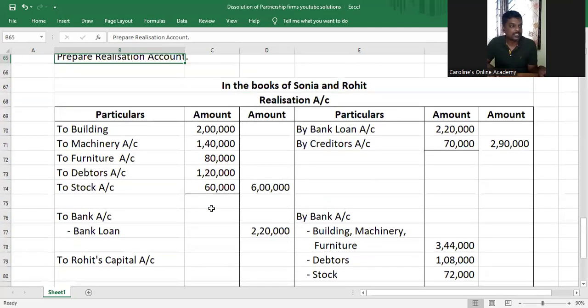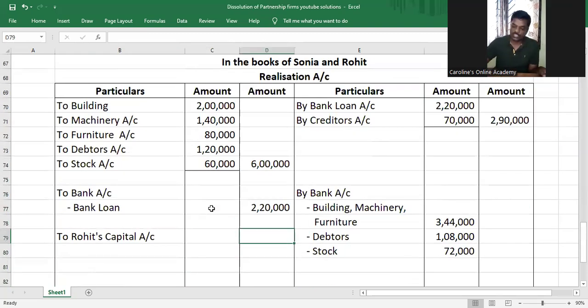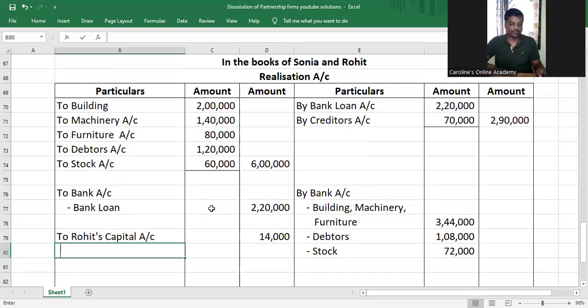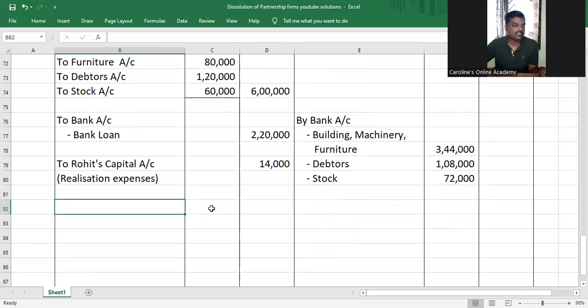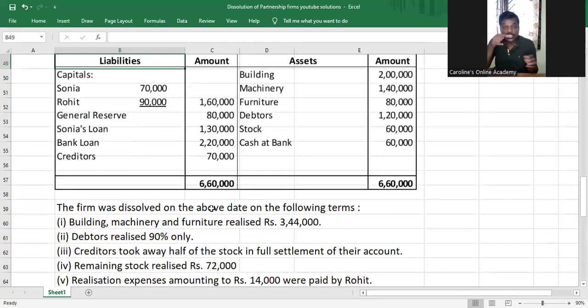And the realization expenses were how much, my dear children? 14,000. Realization expenses, 14,000. Here in brackets, for future reference, I'll write realization expenses. Understood or not, my dear children? So with this, what have I done? I've done all the adjustments for all the assets and liabilities. I've realized them, and I've also accounted for realization expense. But still, I'll go through the balance sheet and see if I missed out on anything.